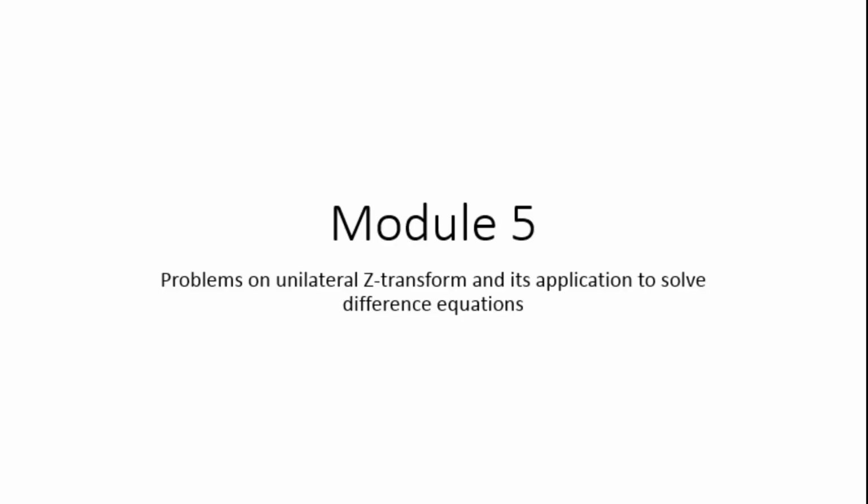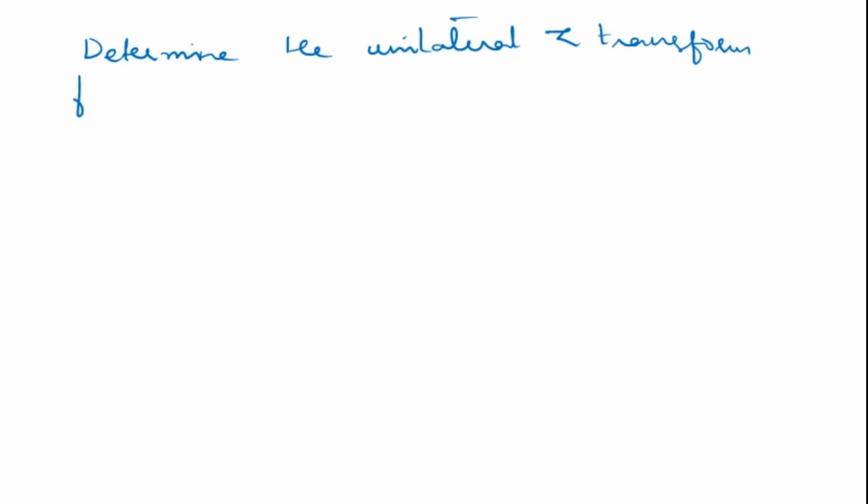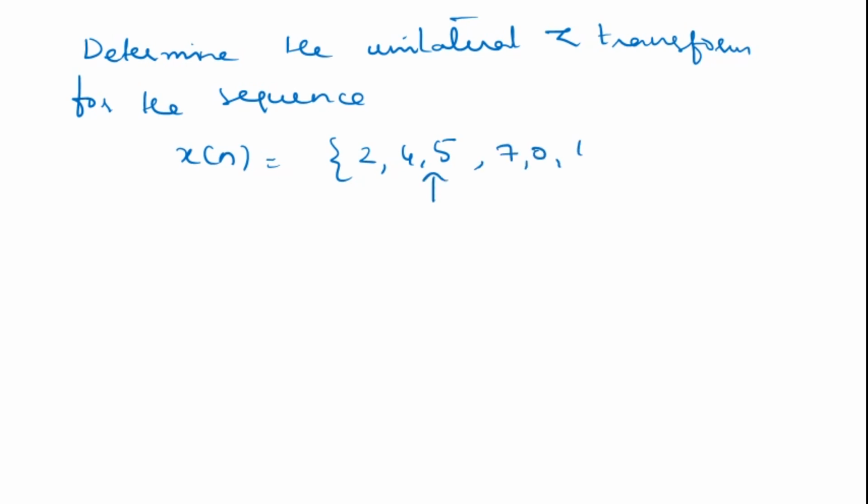Today we are going to solve some of the problems on unilateral Z transform and its application to solve difference equations. First problem, determine the unilateral Z transform for the sequence x of n is equal to 2, 4, 5, 7, 0, 1.